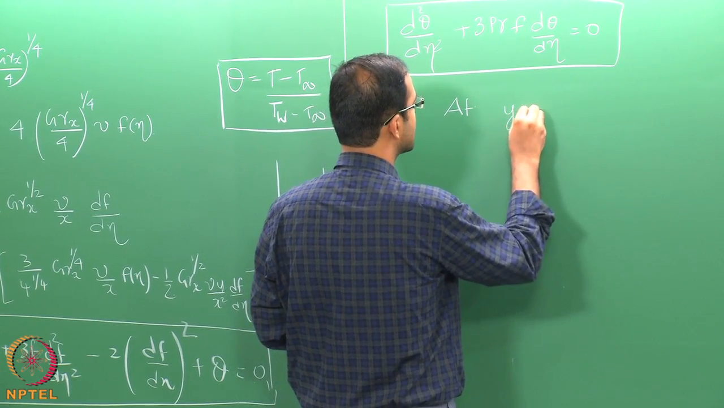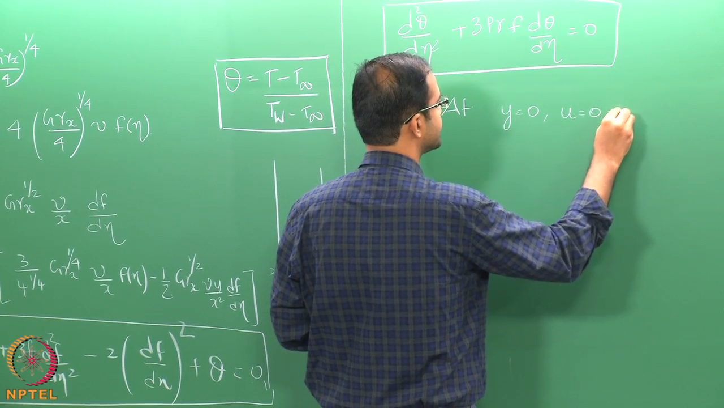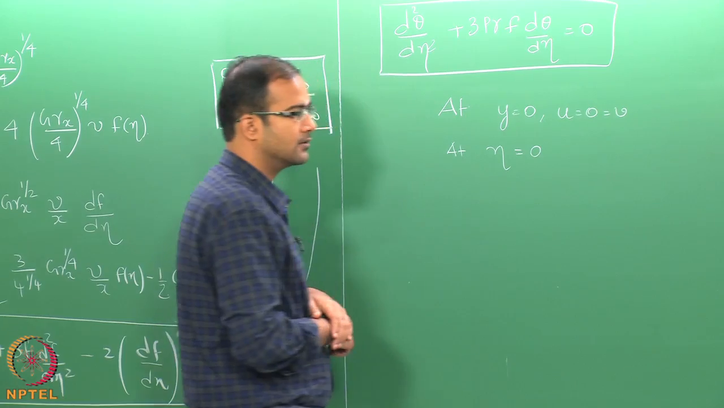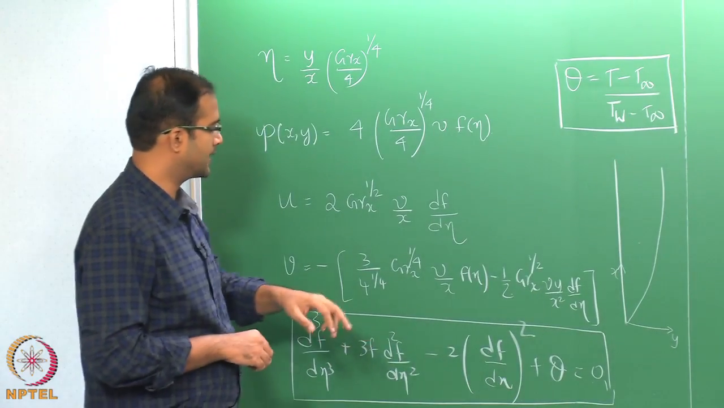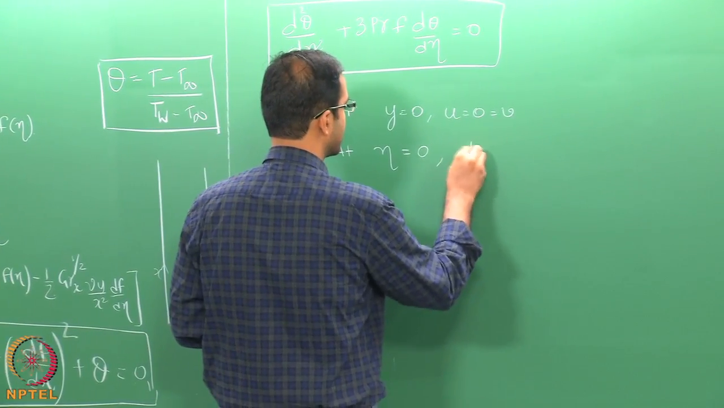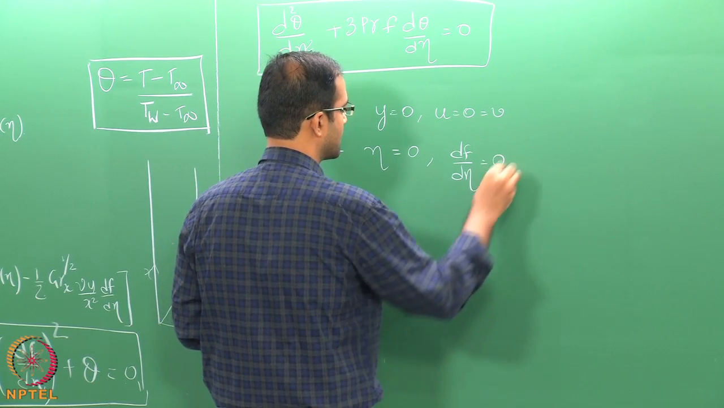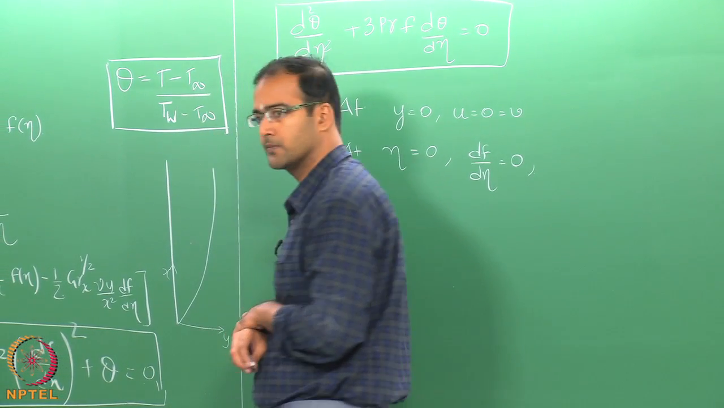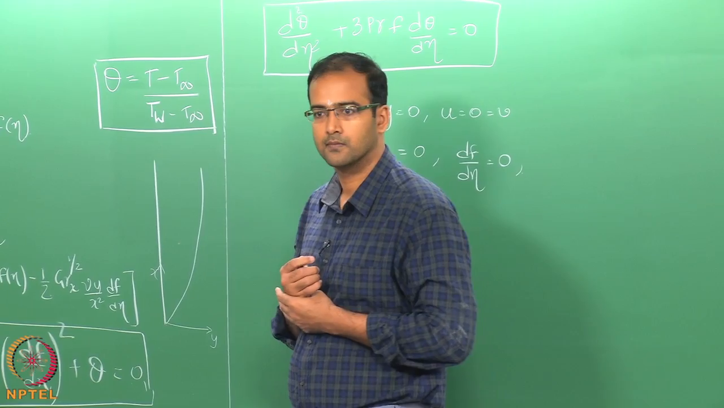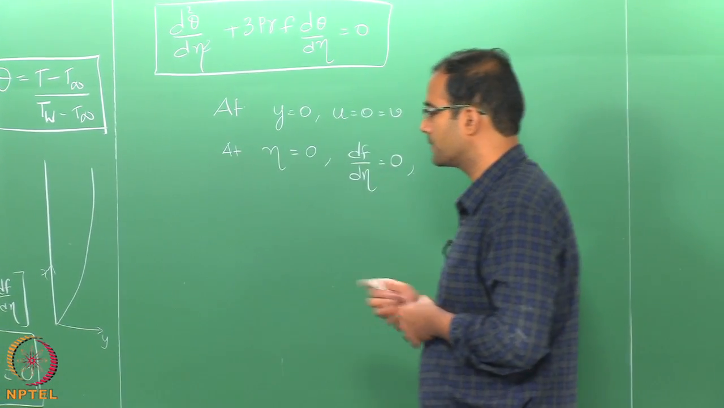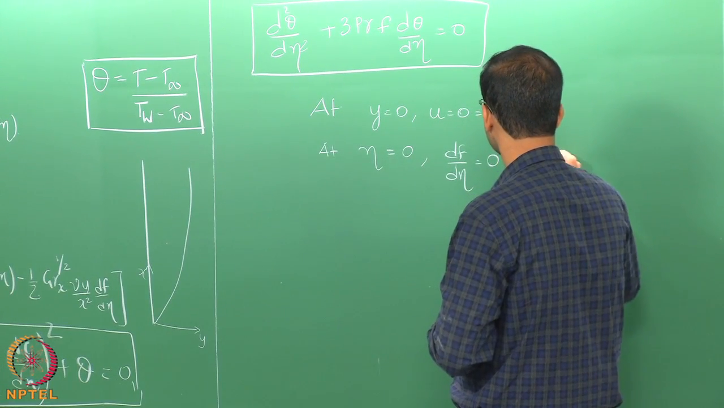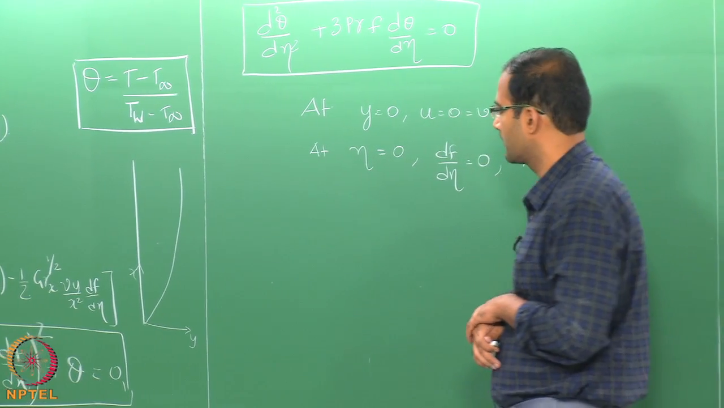Therefore, at y equal to 0, since we have the no slip boundary condition, we can also say that using our similarity variable, y equal to 0 gives eta equal to 0. What will be the condition for df by d eta? 0. Based on the fact that u equal to 0, we can say df by d eta equal to 0. And can we say something else from the v velocity? When v equal to 0, at eta equal to 0, therefore, f equal to 0. So we need one more condition.